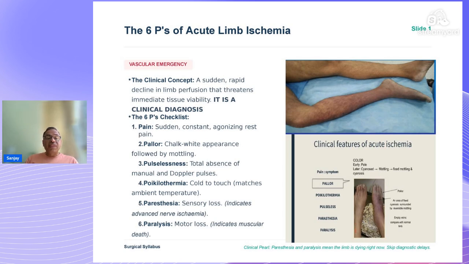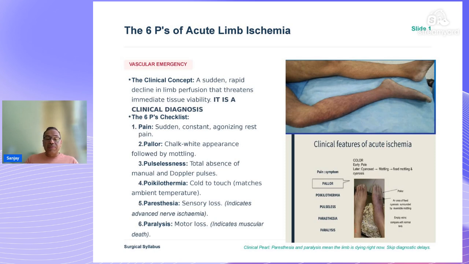Number three is pulselessness. When you palpate the peripheral pulses like the dorsalis pedis, anterior tibial, posterior tibial or popliteal artery, depending on where the occlusion is, there may be a total absence of manual as well as Doppler pulses on color Doppler. Fourth, poikilothermia, that means the limb would be cold to touch because of ischemia and may match the ambient temperature.